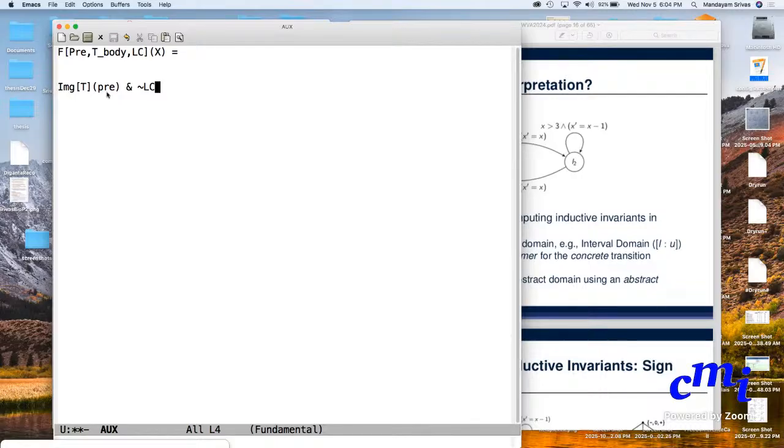Okay, actually, no, I'm sorry. It's even wrong. I wrote it wrong. So the 0th iteration is just pre and not of LC, correct? If you exit a loop without doing any iteration, what is the strongest post condition? It's just the intersection of not LC and pre. That is what the 0th iteration is.